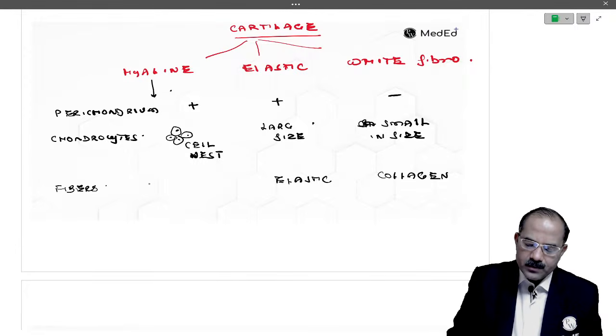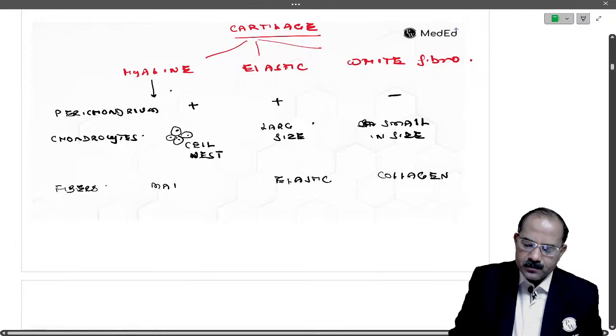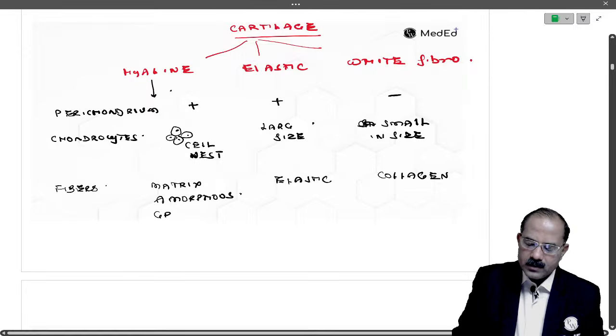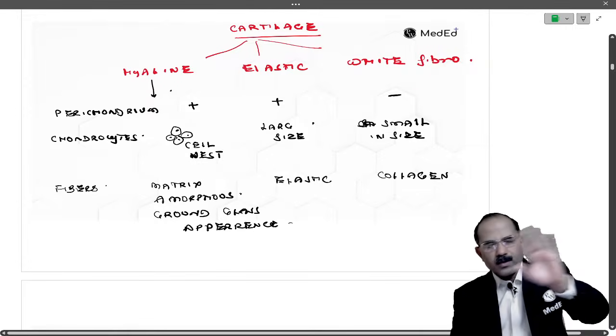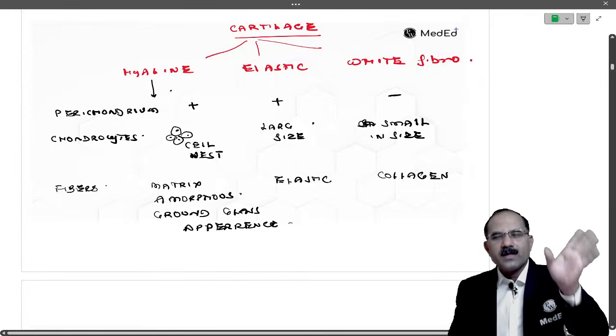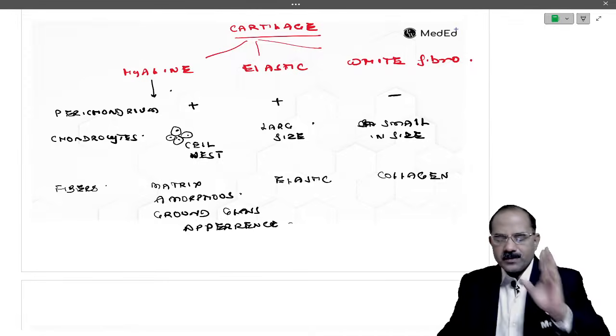And how is the ground substance here? The matrix is amorphous and ground glass appearance, right? Ground glass appearance. Okay, right? So matrix is amorphous, homogeneous, ground glass appearance. इसमें elastic fibers, इसमें collagen fibers.